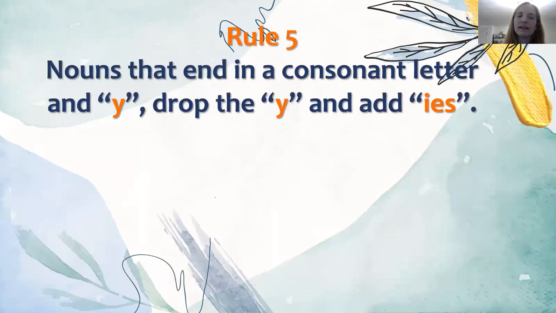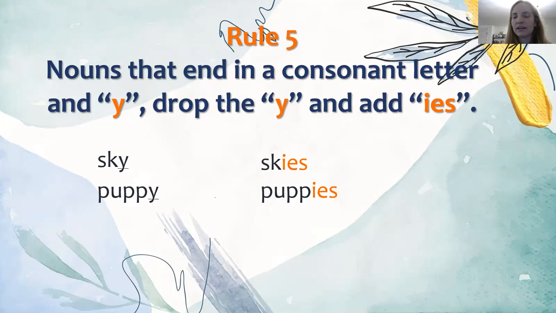Rule number 5, nouns that end in a consonant letter. Anything that's not a vowel. And Y. We're going to drop the Y and add an IES. For example, sky ends in Y. To make it plural, we add an IES and drop the Y, and we have skies. Puppy, same situation. With a Y, becomes puppies with an IES. Fly, with a Y, becomes flies with an IES.